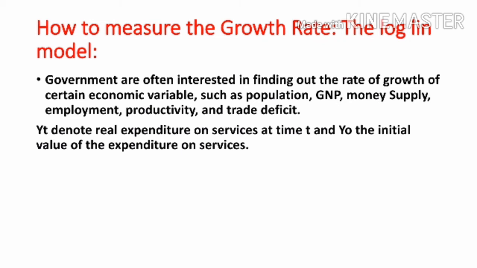तो इसमें है कि governments are often interested in finding out the rate of growth of certain economic variables such as the population, GNP, money supply, employment, productivity, and the trade deficit. Yt denotes the real expenditures on services at time t, and Y naught is the initial value of expenditure on services.